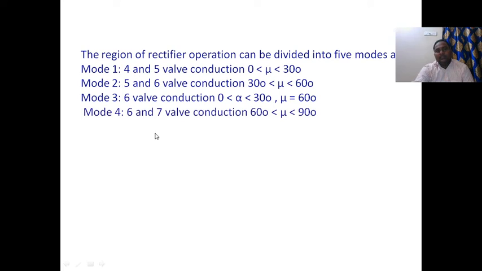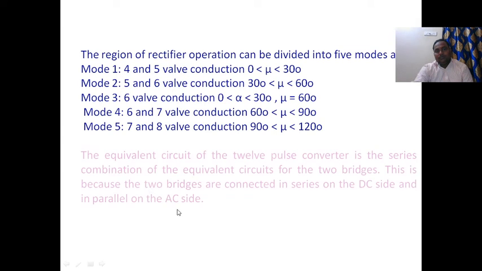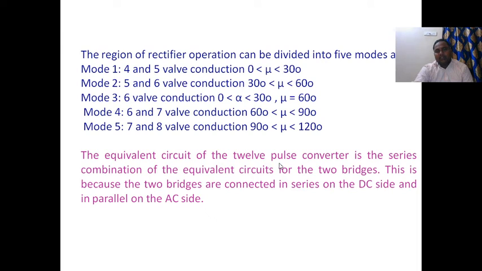In mode 4, valves 6 and 7 conduct. The overlap angle mu lies between 60 degrees to 90 degrees. In mode 5, valves 7 and 8 conduct. Mu lies between 90 degrees to 120 degrees. The equivalent circuit of the 12 pulse converter is the series combination of the equivalent circuits of the two bridges. This is because the two bridges are connected in series on the DC side and in parallel on the AC side.